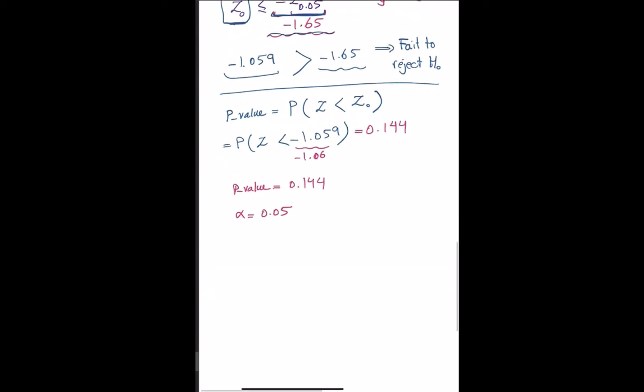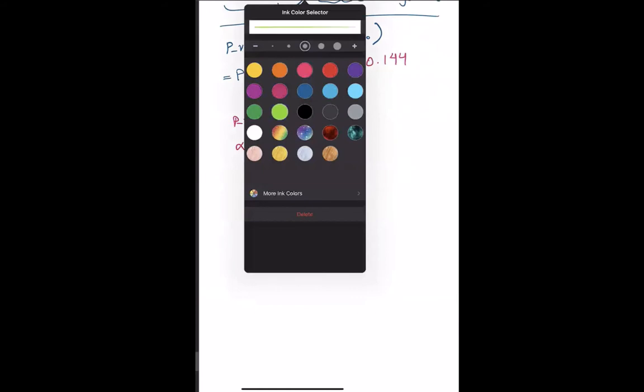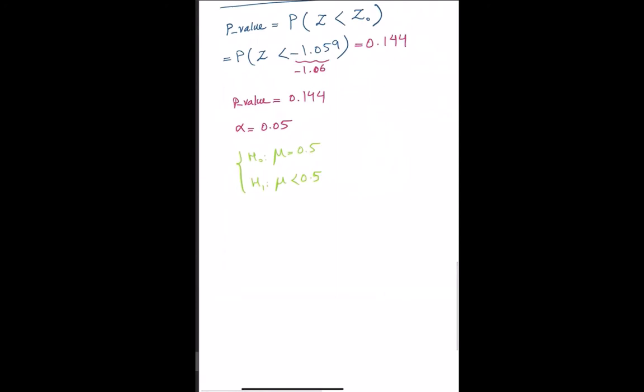And let's assume we are still doing the same test. Our null hypothesis is that mu is 0.5. Our alternative is that mu is less than 0.5. Okay, and this is all we have. I have the p-value, I have the alpha, and I have my test. Can you tell me how you conclude about rejection or failure to reject the null hypothesis using the p-value?